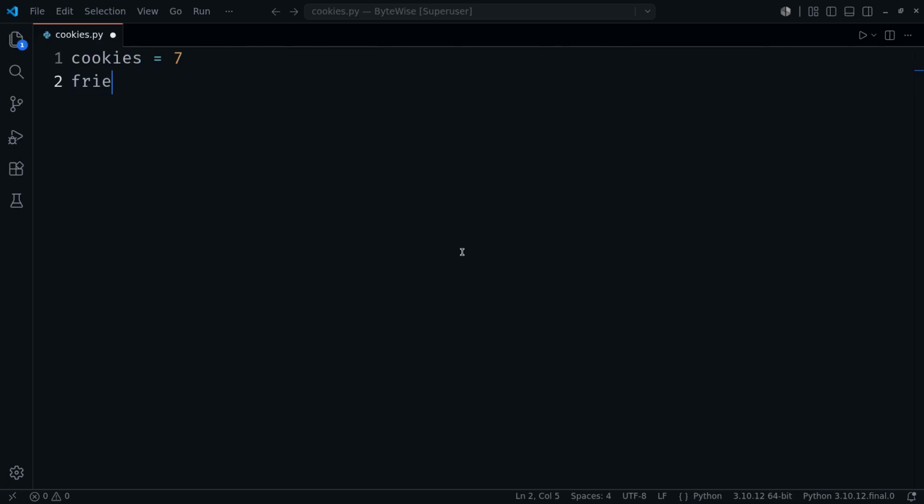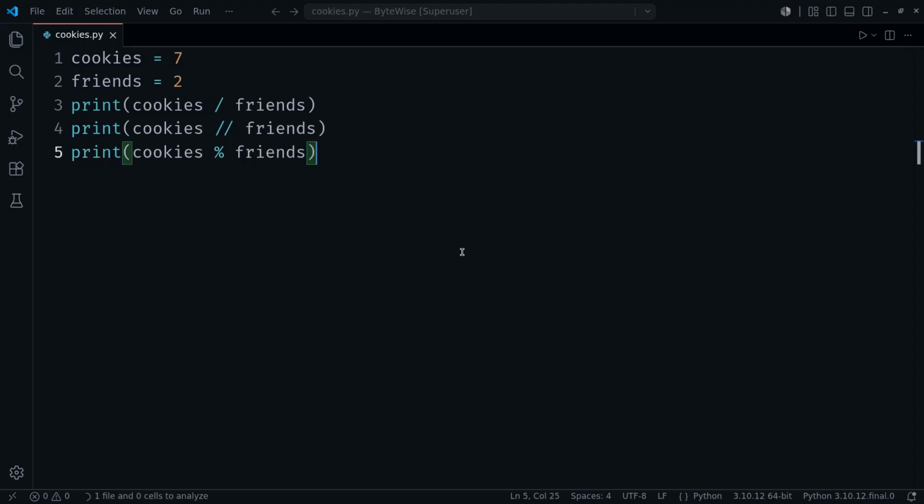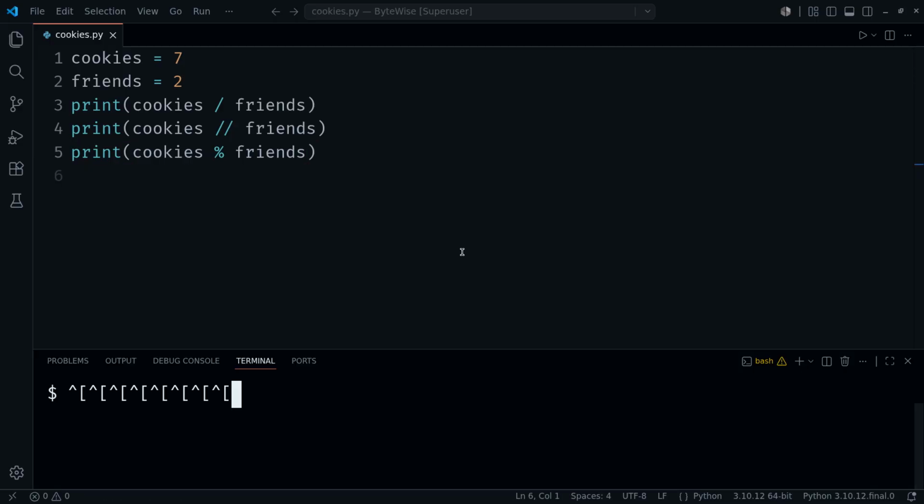7 cookies, 2 friends, share them fairly. 3 divisions, 3 different answers. Guess each one before I run it. 3.5, 3 and 1. The first says 3.5 each.